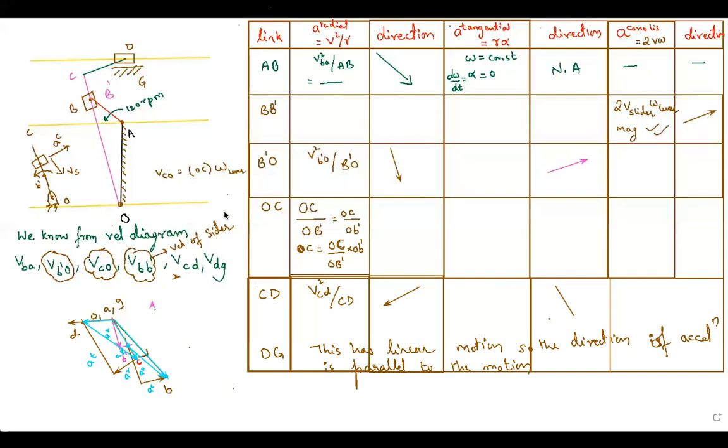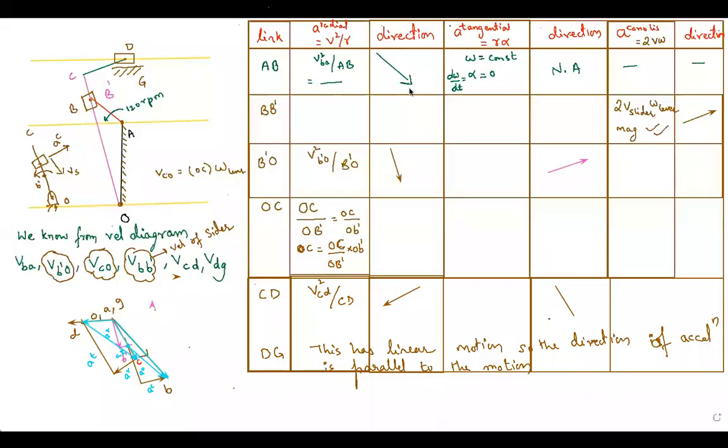From this acceleration diagram, you can find out the angular accelerations of each and every link, and you can find out the linear acceleration of the sliders, both the sliders. So anything you want to find out using this method, you can find out. So thank you.